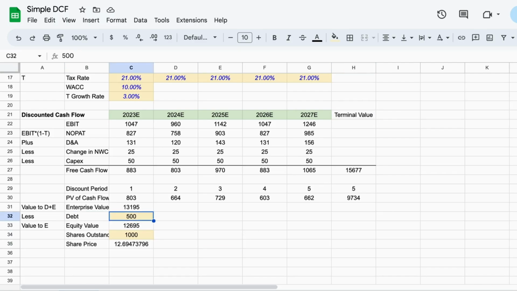And then that allows you to get enterprise value, which is the value of the firm to both debt and equity holders, which means that's technically not your stock value or your share price or your equity value. So you would need to take away the effect of debt. You would do enterprise value minus debt.